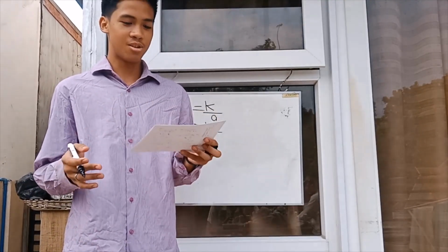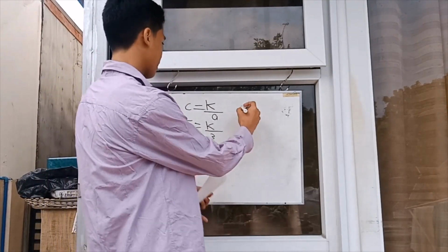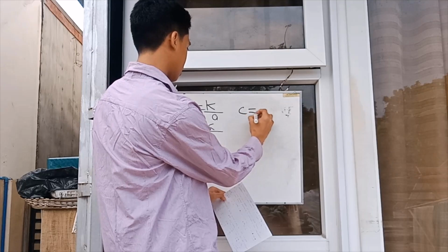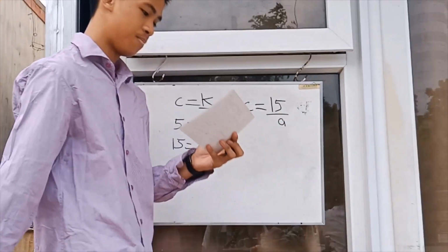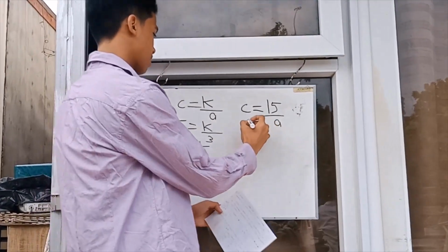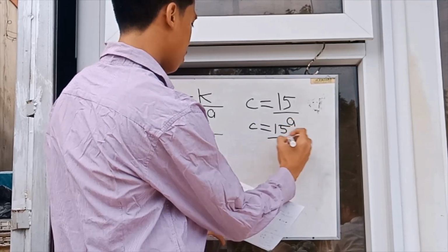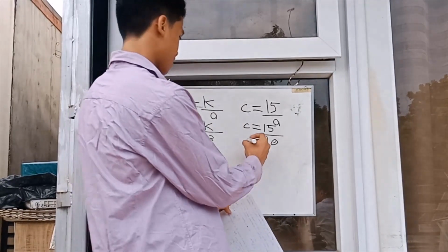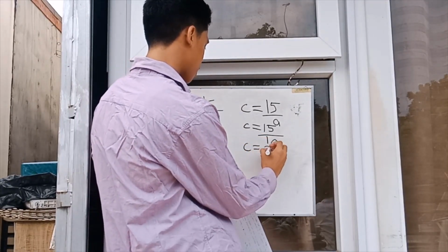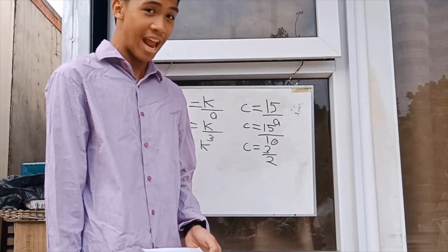So now, we'll try to find C when A is equal to 10. C equals 15 over A. C is equal to 15 over 10. Simplify. C is equal to 3 over 2. There you go.